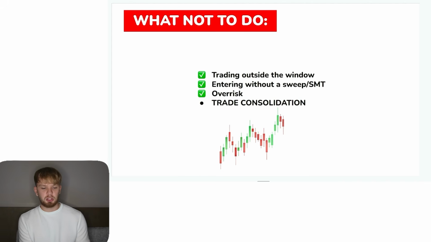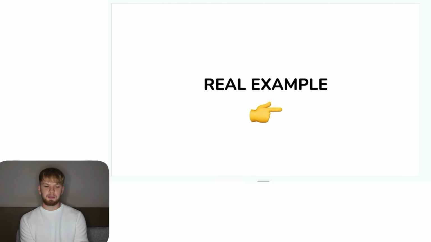Now, some of the things that you shouldn't do: over risk. If you over risk, you will never become profitable. It's as simple as that. You can find out the hard way, or you can find out by listening to me. And of course, consolidation. If you trade in consolidation, when price is simply going sideways, you will never become profitable.